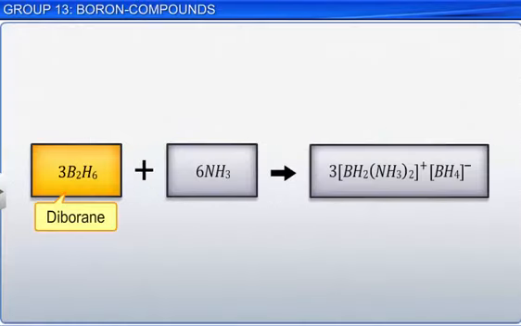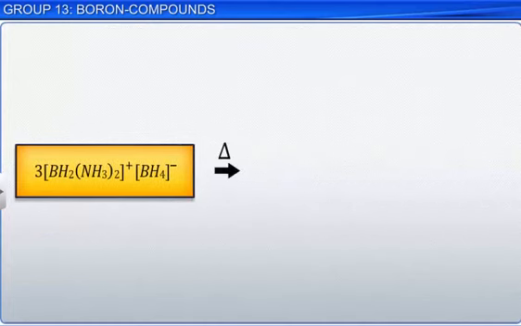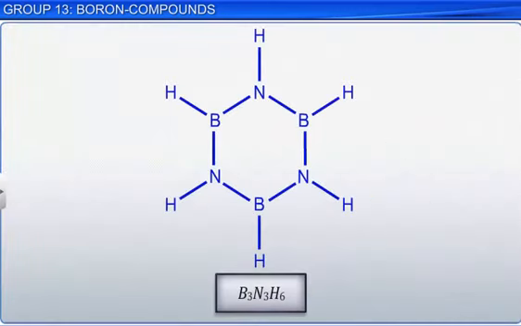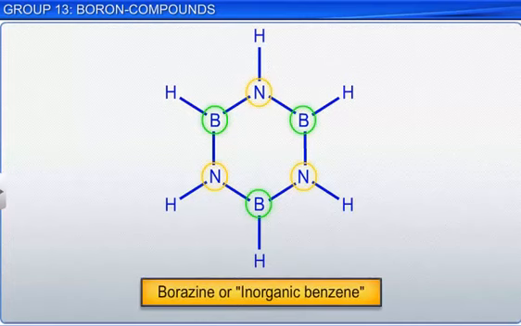Diborane can react with ammonia. Initially, the reaction of diborane with ammonia produces an adduct, diammoniate of diborane. This exists in a slightly different form, as shown in the chemical equation. When this substance is heated further, borazine, B3N3H6, is formed. Note the alternating boron and nitrogen atoms in the 6-membered ring of borazine. Since it structurally resembles benzene, it is called inorganic benzene.